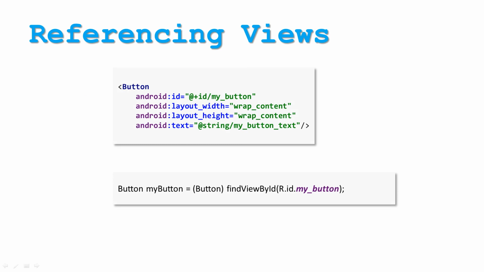A common pattern is to define a view and then reference it. First, define a view in the layout file and assign it a unique ID. Then, create an instance of the view object and capture it from the layout. One last word on IDs. An ID need not be unique throughout the entire app, but it should be unique within the full layout tree.